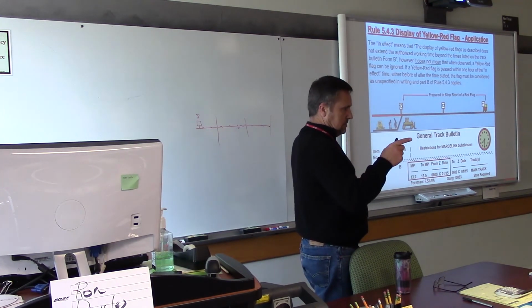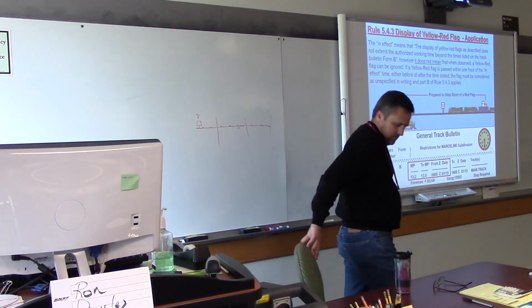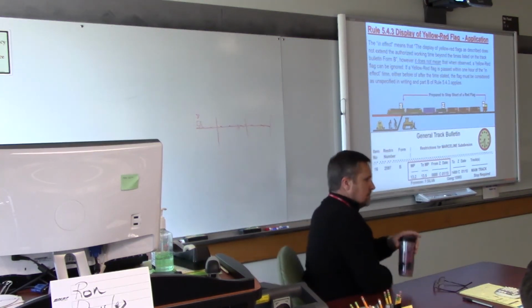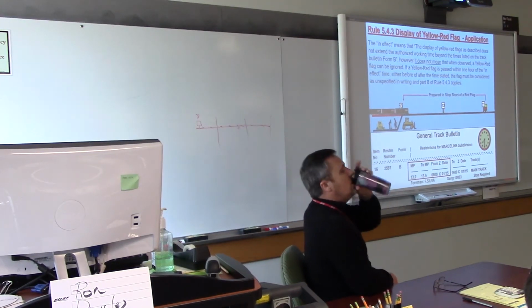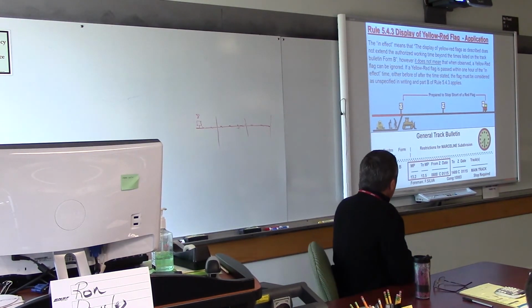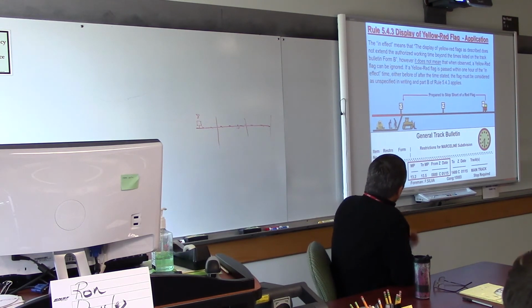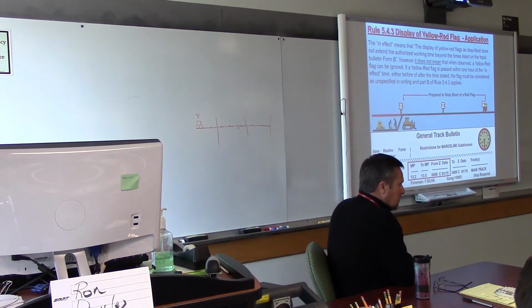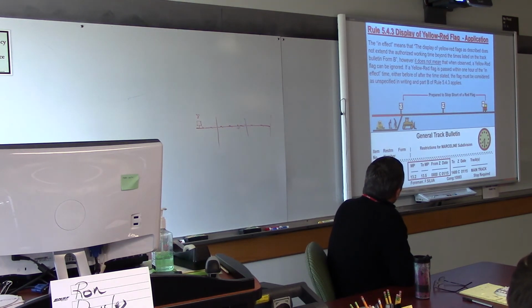This is very good too. John. Display of yellow-red flag application. The in effect means that the display of yellow-red flags as described does not extend the authorized working time beyond the times listed on the track bulletin Form B. However, it does not mean that when observed, a yellow-red flag can be ignored. If the yellow-red flag is passed within 1 hour of the in effect time, either before or after the time stated, the flag must be considered as unspecified in writing. Part B of Rule 5.4.3 applies.